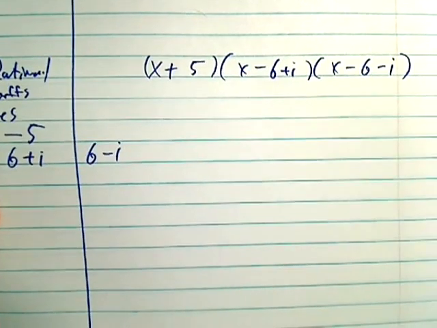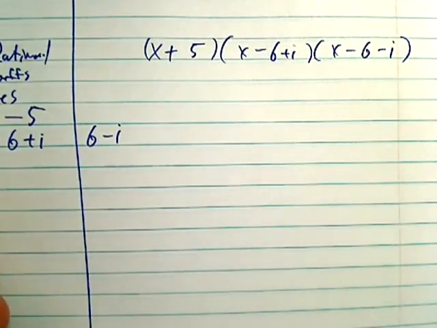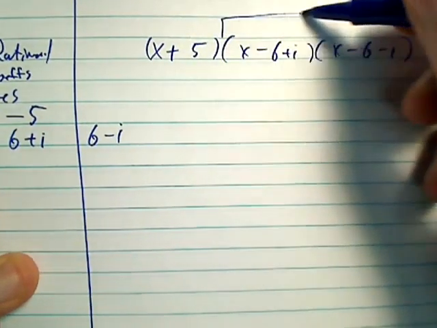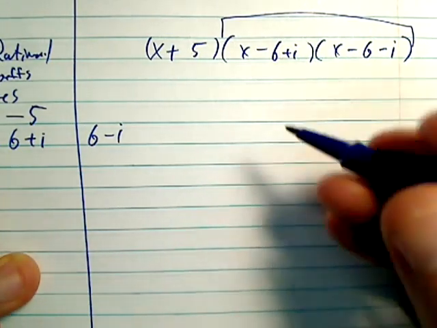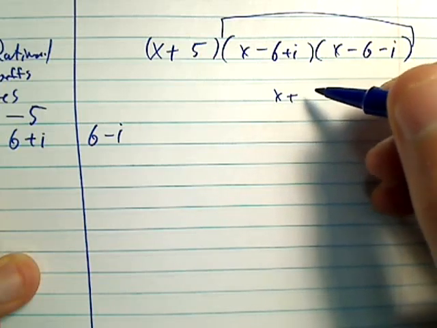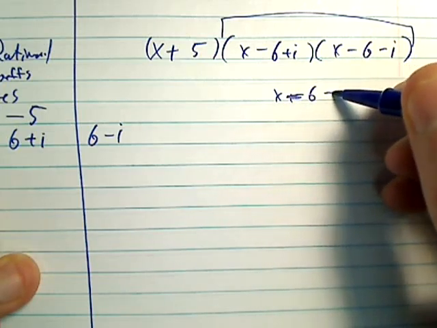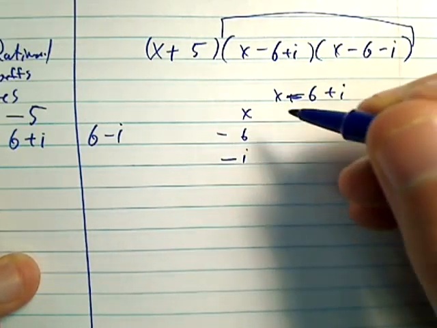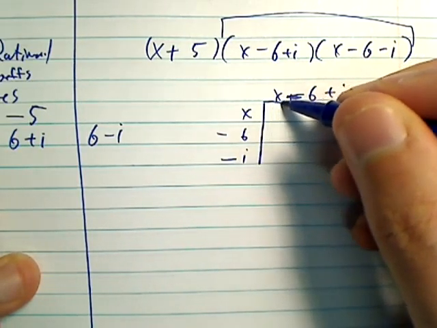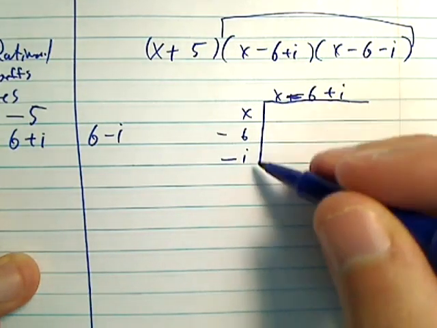And 6 minus i. That's going to be funny. So always multiply the conjugates together first, because then all the i's will cancel out and it'll make the rest a little bit easier. So x minus 6 plus i, and x minus 6 minus i. This will be a little messy at first, but all of the i's will cancel out in a minute.